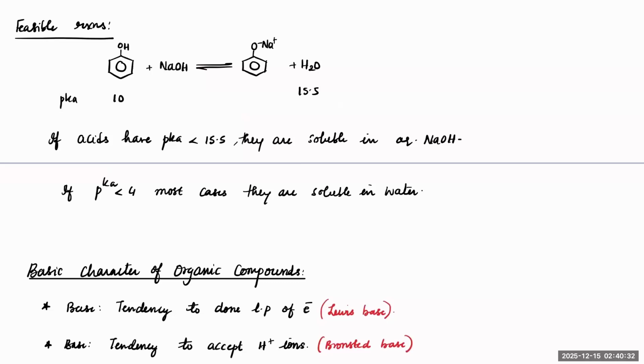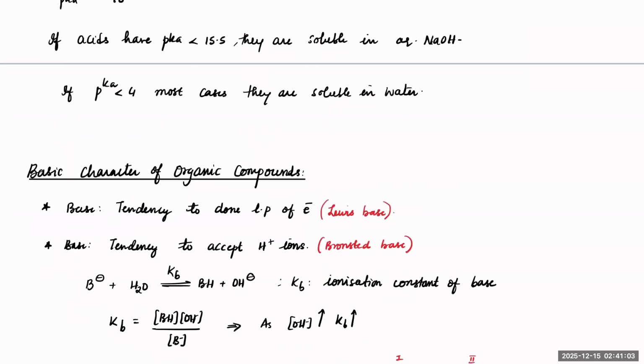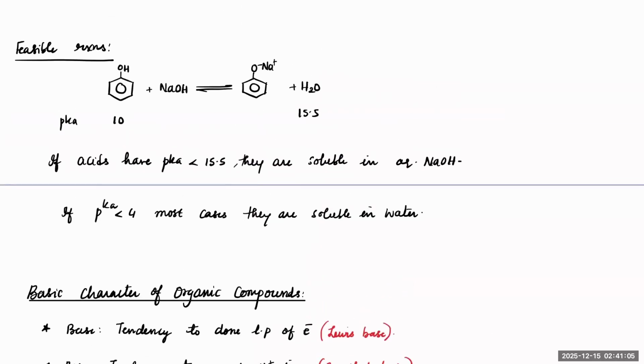Next, feasible reactions. What are all the feasible reactions? So you can see pK value is 10, the water value is 15.5. So yes, this is feasible. We just learned it already. When do we take this as a feasible case? So everybody done with these cases? Right. So these are all the acidic cases which you need to know.